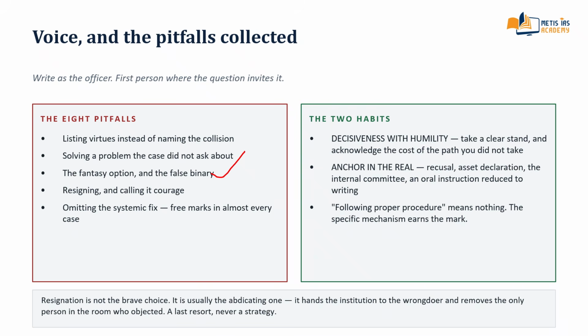Convicting the accused on the strength of the case's own narrative without inquiry. Resigning or requesting a transfer and calling it courage. Omitting the systemic fix, which is free marks in almost every case. Writing six engine steps when the paper asked three questions. Running the engine on a sub-question that wanted a list.